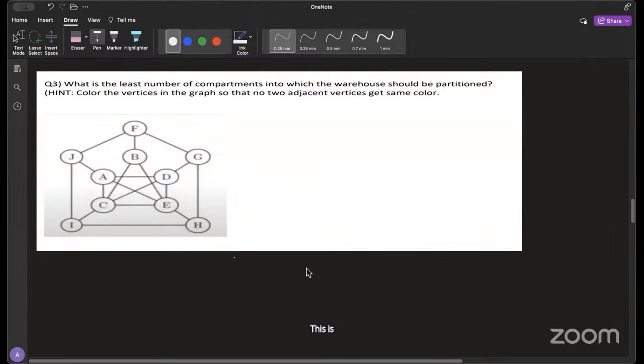This is the next question. Give this one a try. Ma'am, 3. Okay, 3. How do you get 3?